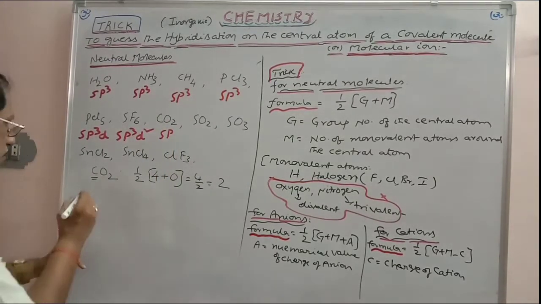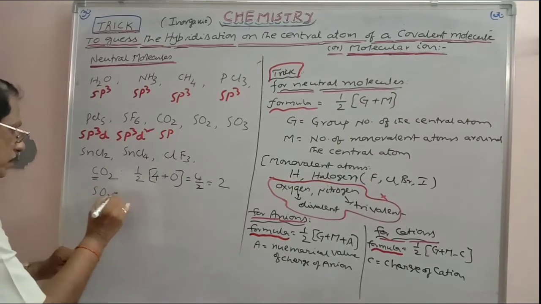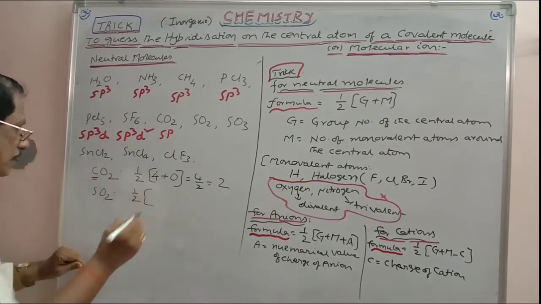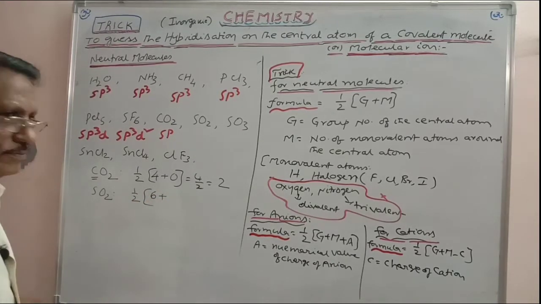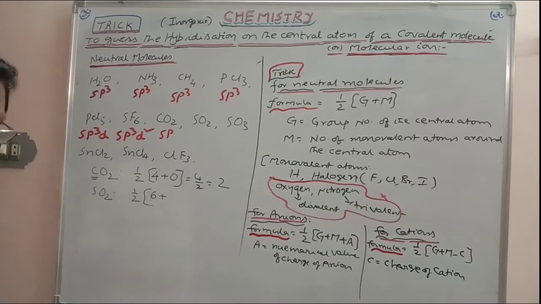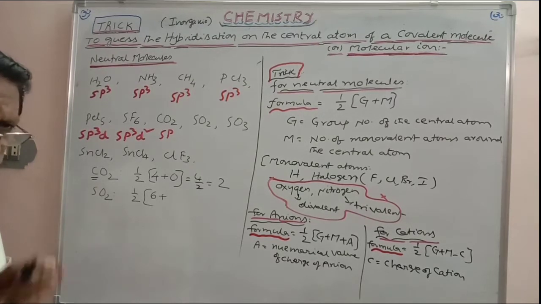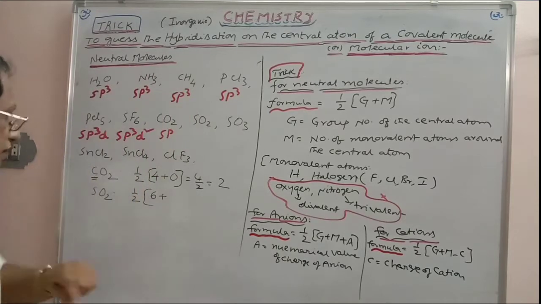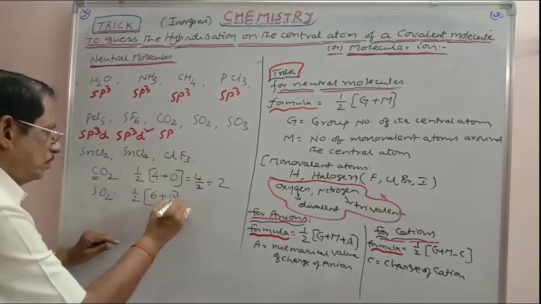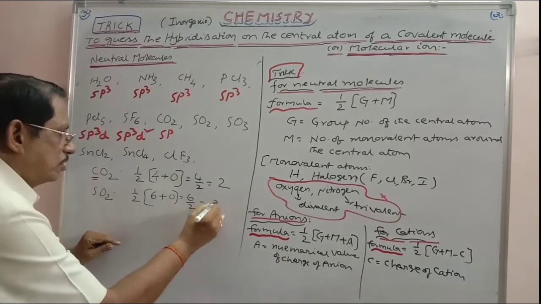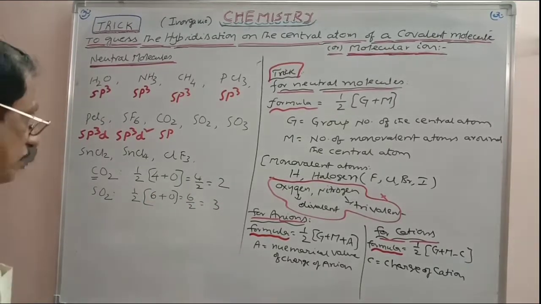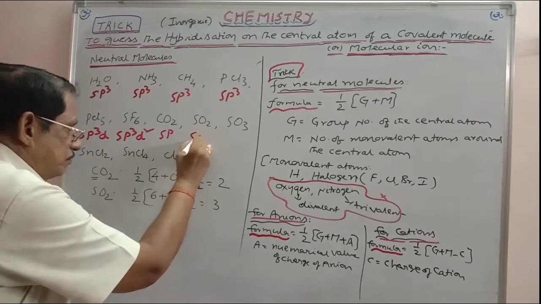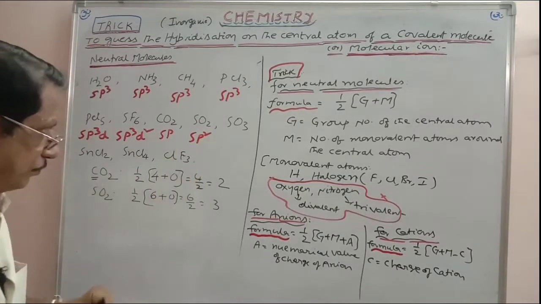Similarly, you can take SO2. Half into sulfur, 6th group, okay. The surrounding atoms are oxygens. Oxygens and nitrogens need not be counted when they are not the central atom. When they are surrounding atoms, they need not be counted as monovalent. So half into 6 plus 0 is equal to 6 by 2 is equal to 3. When it is 3, what is the hybridization? Let me know. That is sp2 hybridization, right?